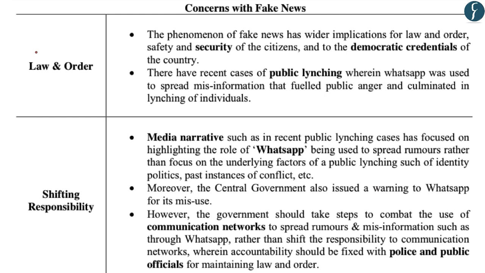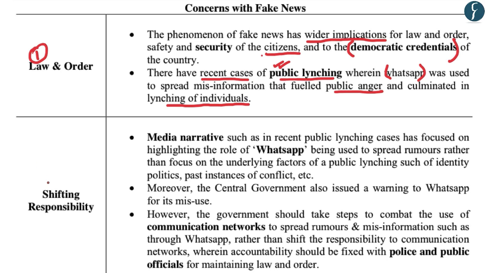The first concern with regard to fake news is of law and order, wherein fake news has wider implications for law and order and the safety and security of the citizens of India. Apart from this, the spread of fake news also damages the democratic credentials of India. As you might be aware, there have been recent cases of public lynching, wherein WhatsApp was used to spread misinformation that fueled public anger, and the use of fake news to incite public lynching and mob violence creates issues of law and order in India and also damages the democratic credentials of India.